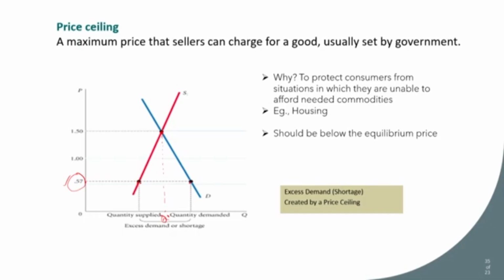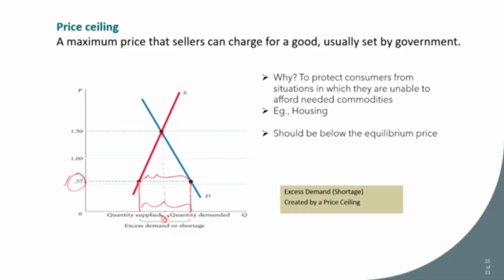When the price is 0.57, which is below the market price, suppliers are willing to supply only this much. But the consumers, when the price is 0.57 million, are willing to demand this much. So that means this is a deficiency, or excess demand. Excess demand is this much. This area is excess demand.